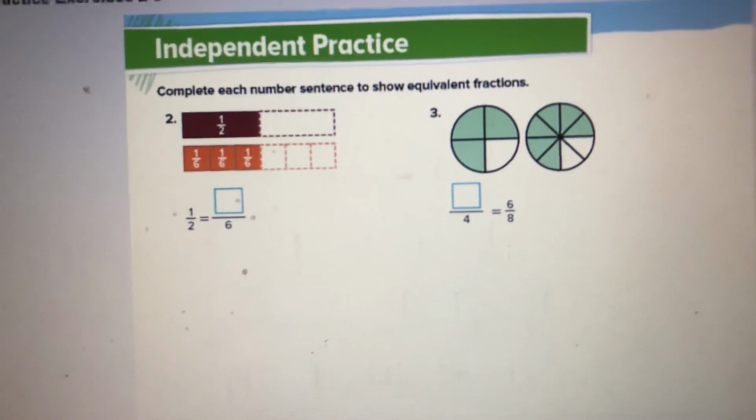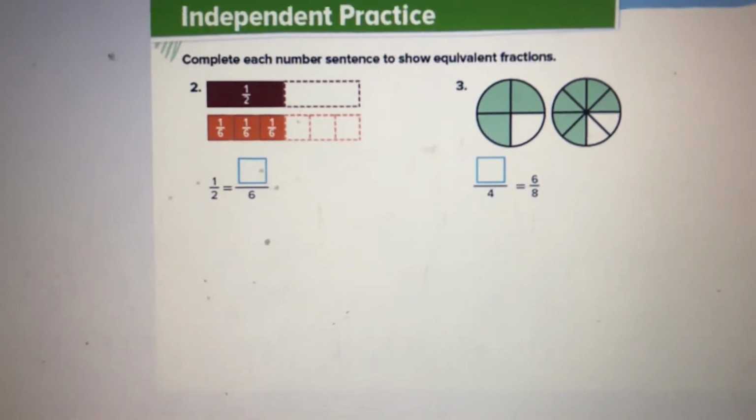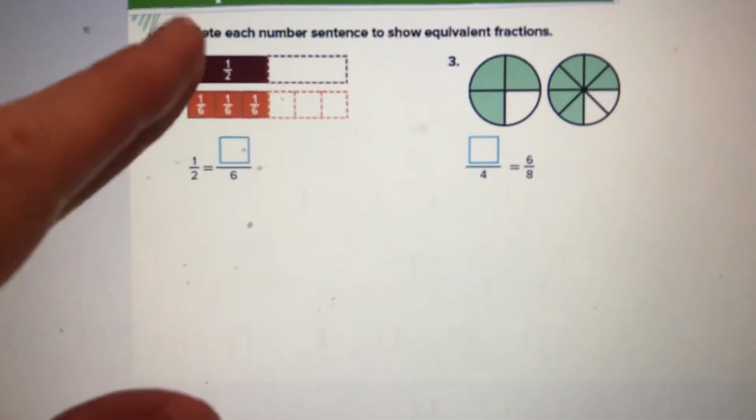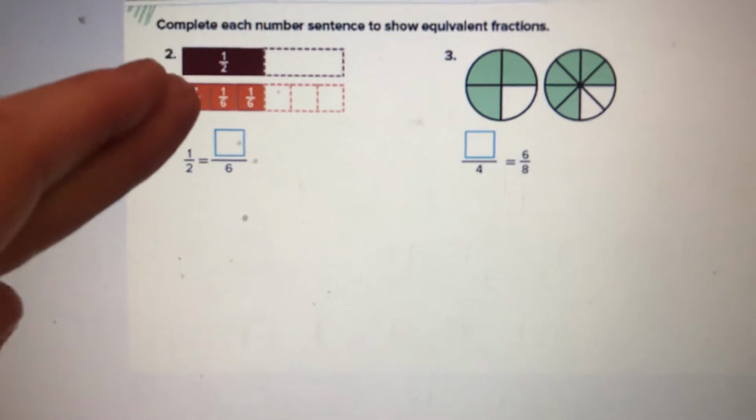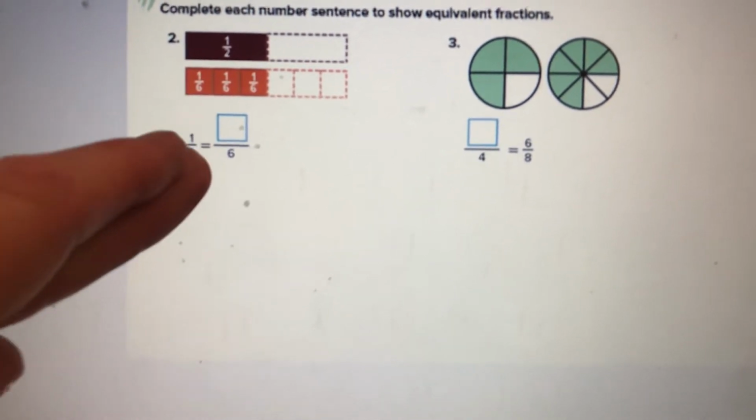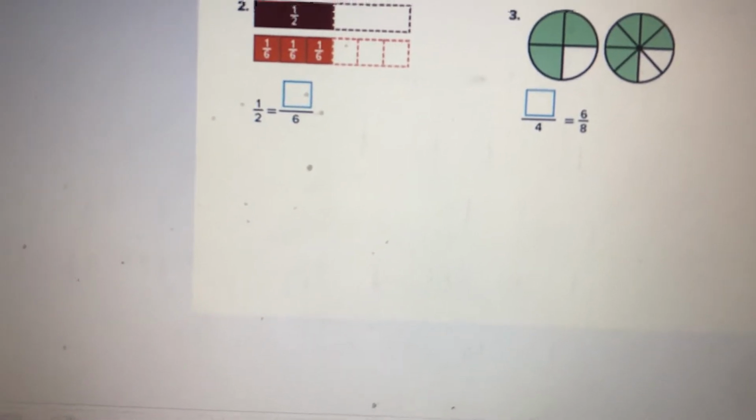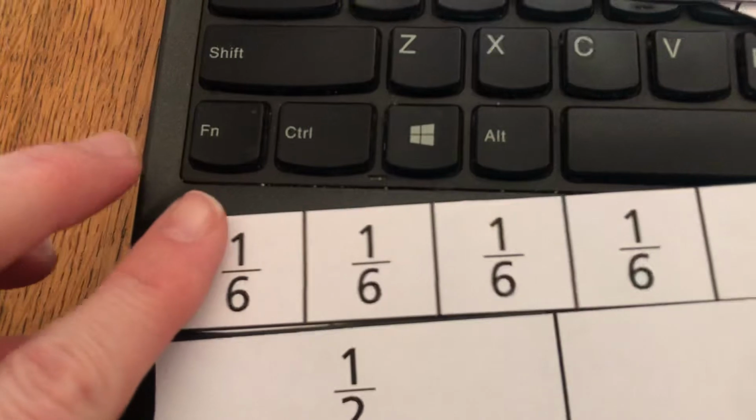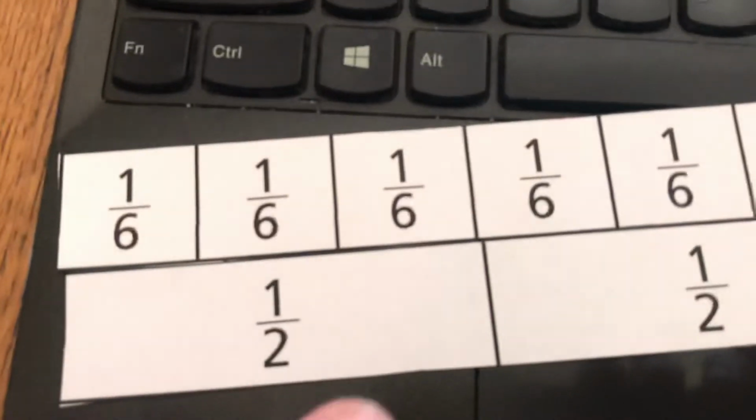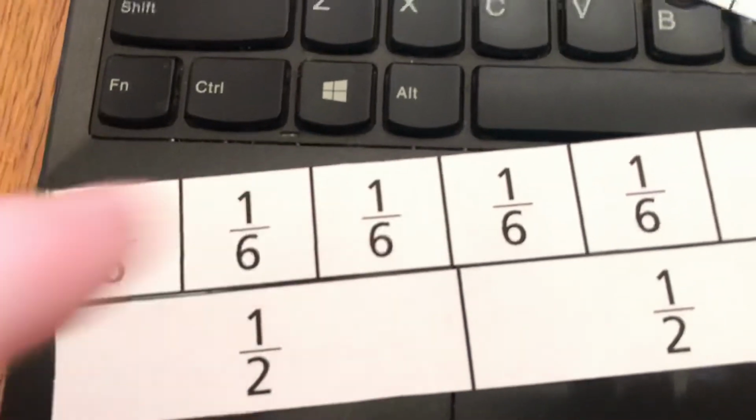Now complete each number sentence to show equivalent fractions. You're lucky because your book gives you these examples. 1/2 is equal to how many sixths? Well, 1/2 is equal to 3/6. You can also do this with your fraction strips if you want to. You can easily see that 1/2 is equal to 3/6.